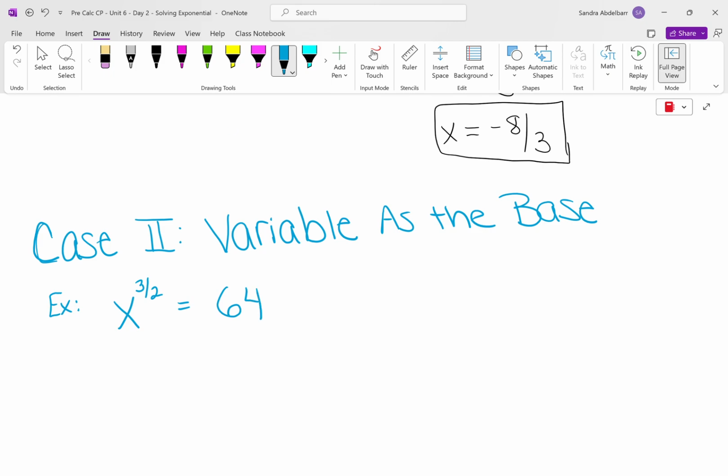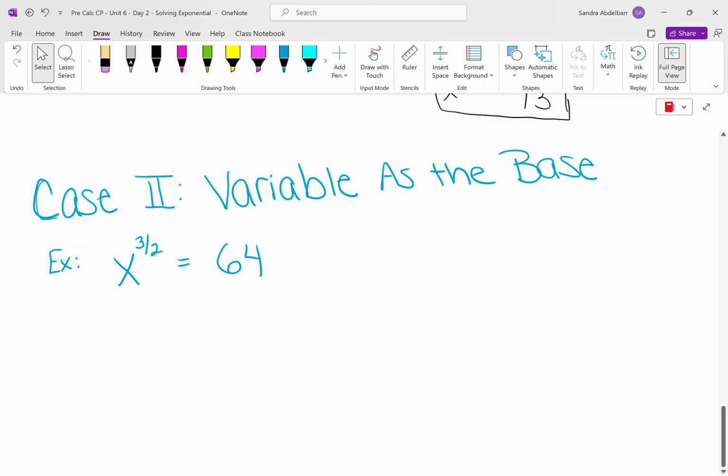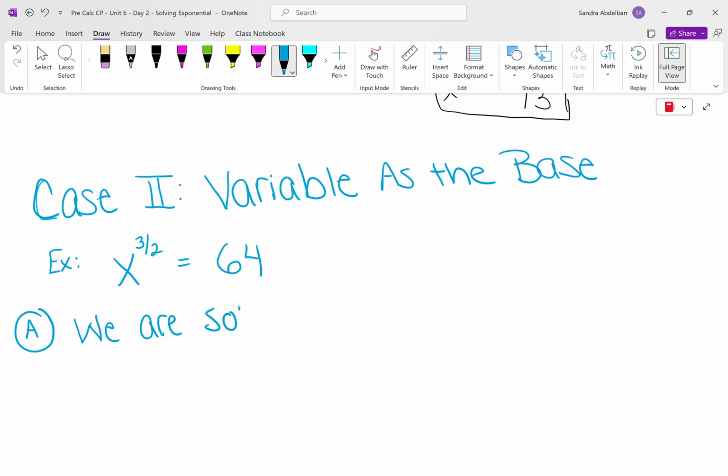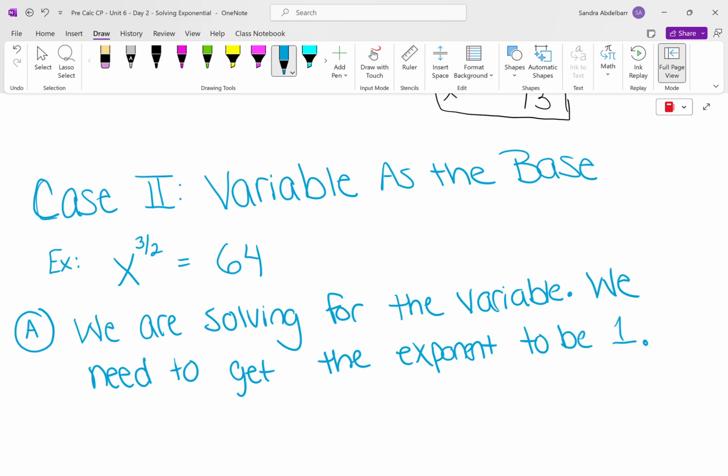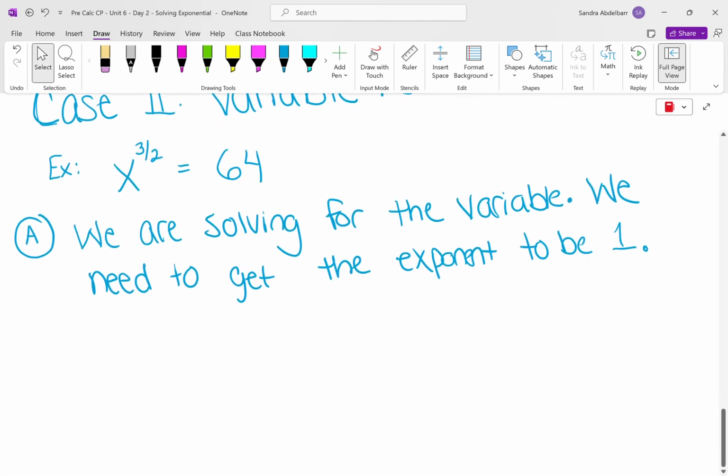So an example would be x raised to the 3/2 equals 64. That's what this scenario would look like. So what do we have to do? We are solving for x, or for the variable. We need to get the exponent to be 1.